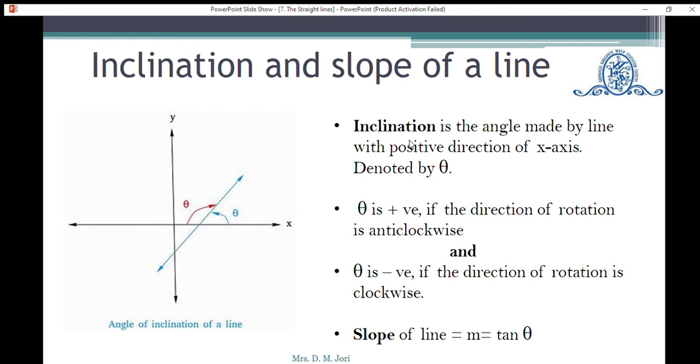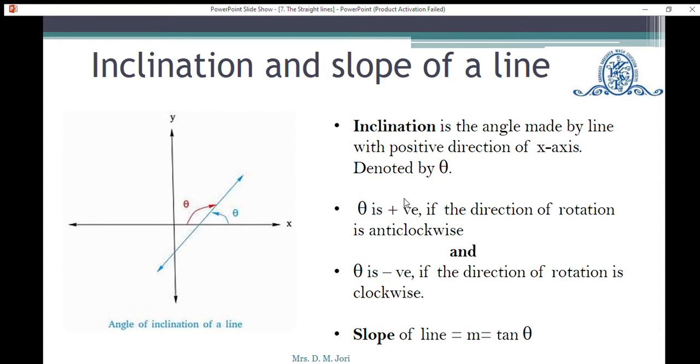What is meant by inclination? It's an angle made by the line with positive direction of x-axis. This is your positive x-axis to the right-hand side of your origin. So this is the inclination. Again, this is also inclination, because this is again an angle made by that line with positive x-axis. But see the next two points.